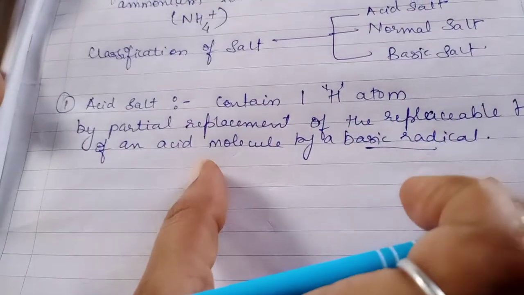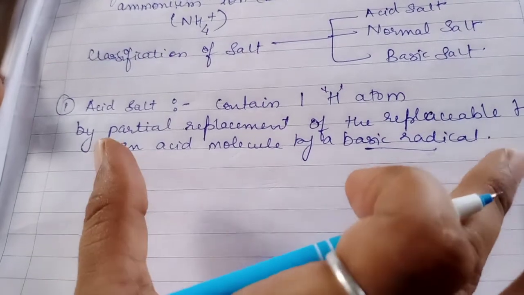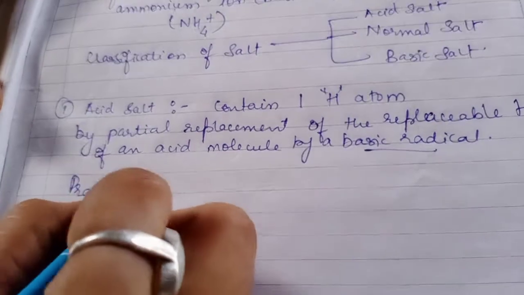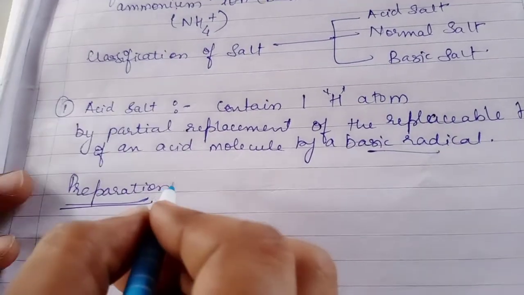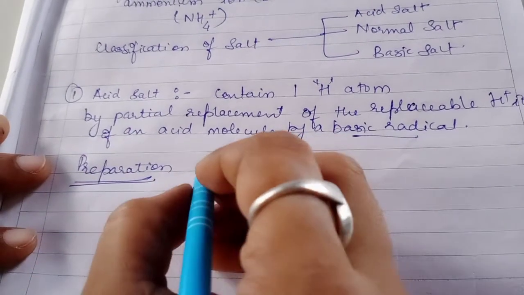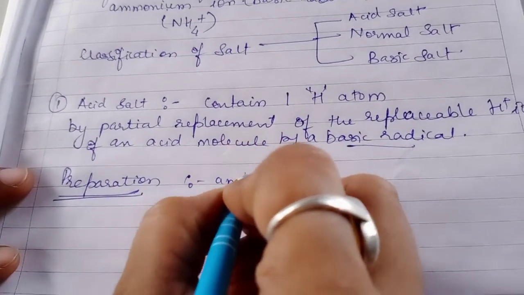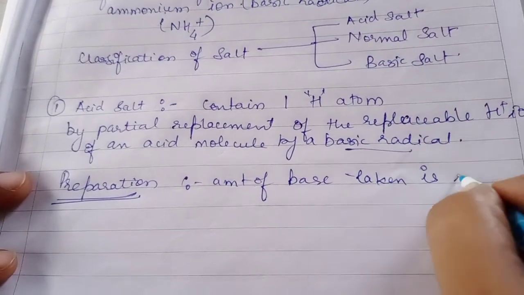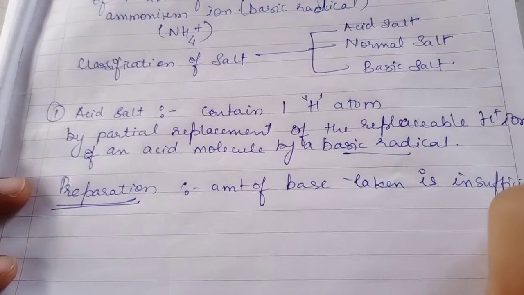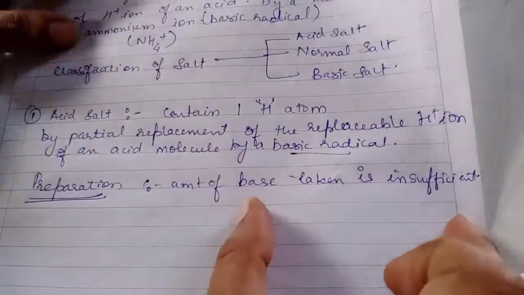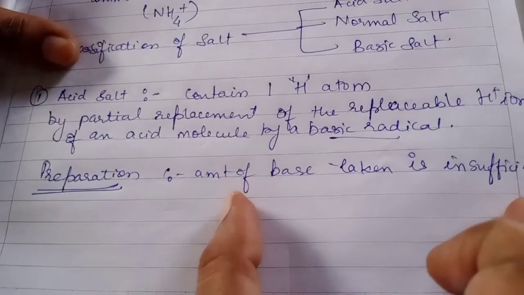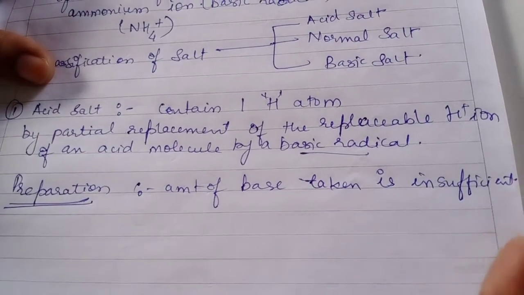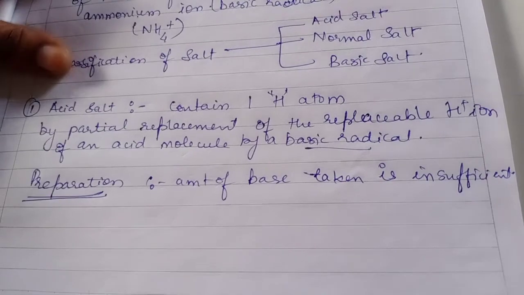Now what is the condition for the preparation? The condition is that in the preparation of an acid salt, the amount of base taken is insufficient. Are you getting? This is the compulsory part. Amount of the base taken is insufficient. So when the acid reacts with base, always the reaction will be neutralization, in which salt and water will be formed. Are you getting?